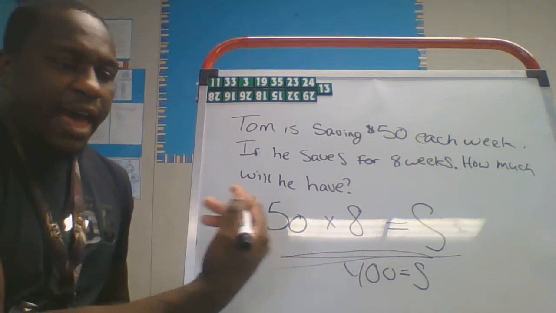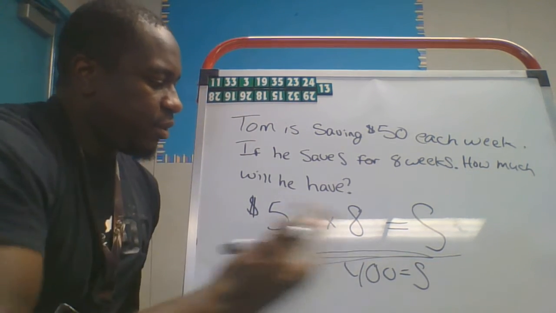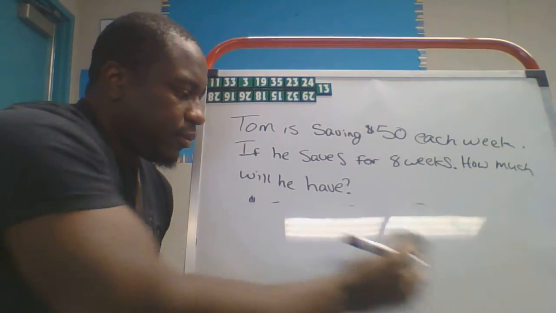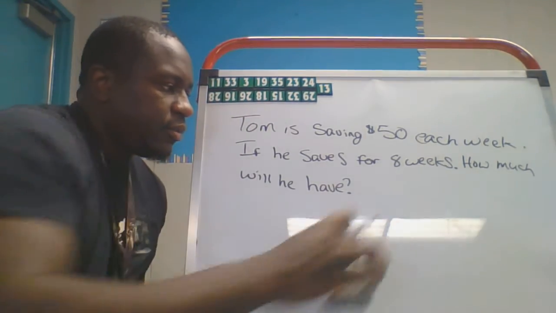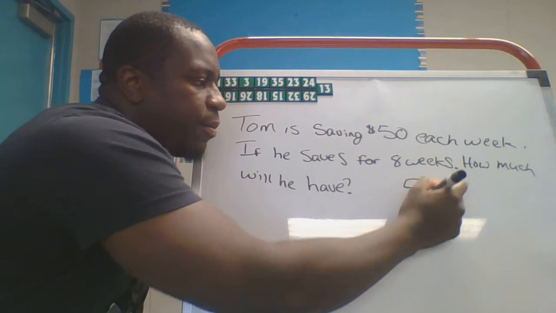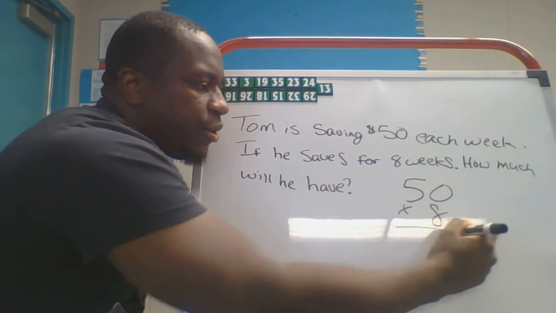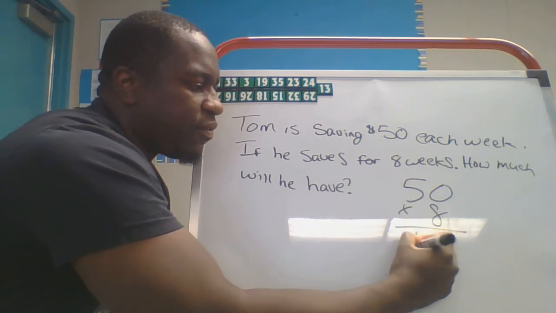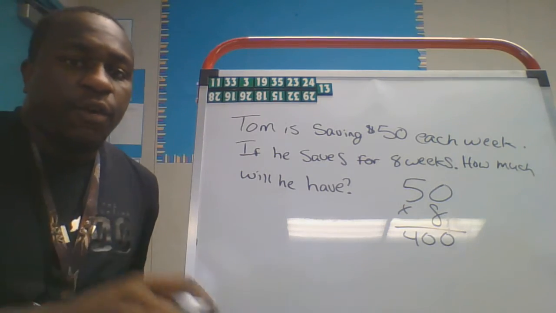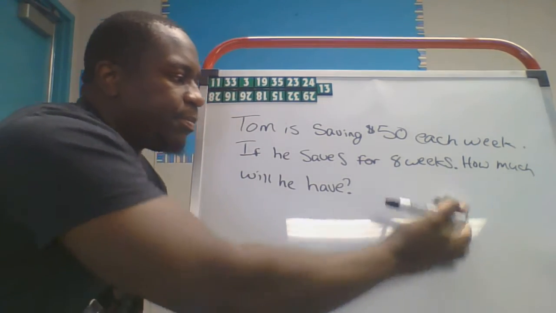If you don't know how I got that, I can show you over here. Erase this really fast. If I have 50 times 8, 0 times 8 is 0, 8 times 5 is 40, right? And that gives us our 400. That's one way you can do it.